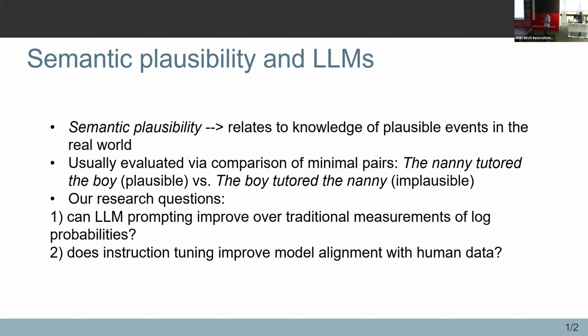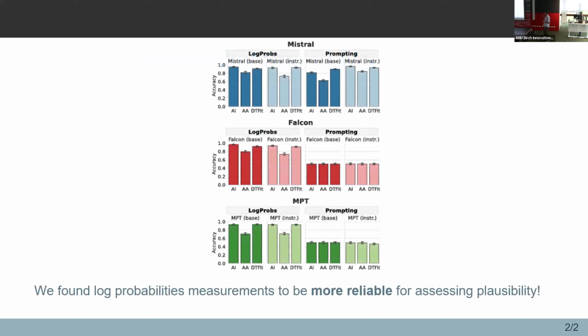However, we wanted to see if we can simply prompt an LLM and improve over traditional log probabilities. And we also wanted to see if instruction tuning improves over a base LLM. We found out that log probability measurements at the end are more reliable for assessing plausibility, and that instruction tuning does not improve the alignment with human judgments. Thank you.